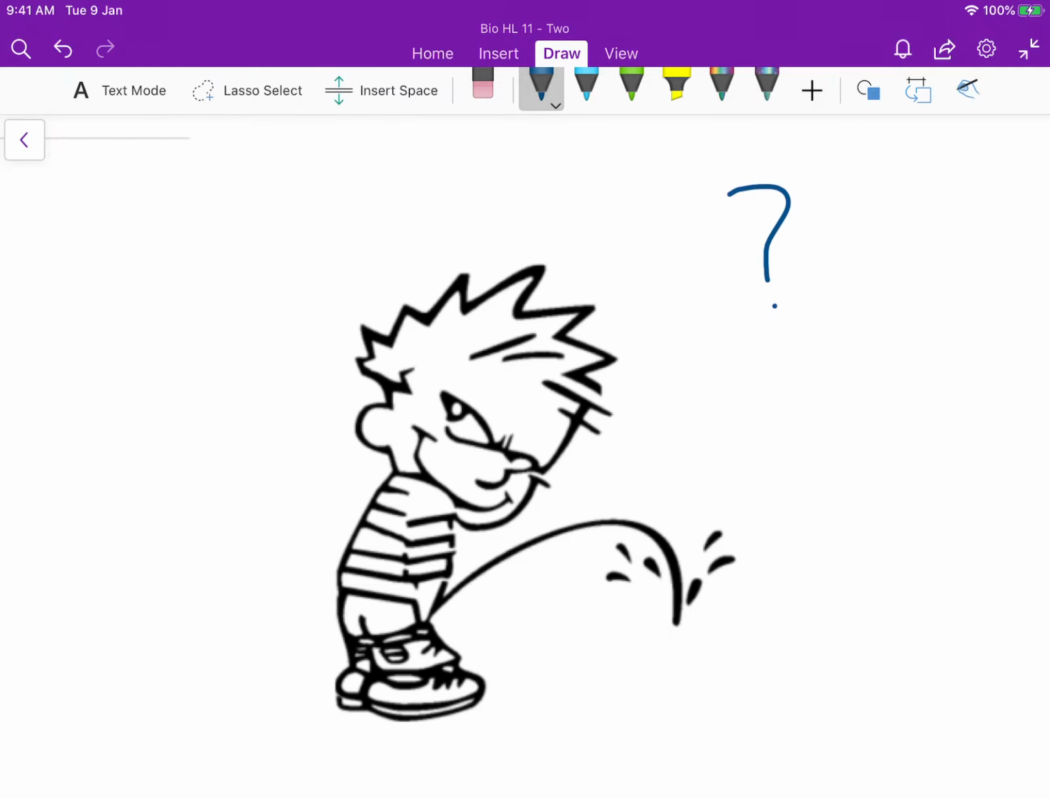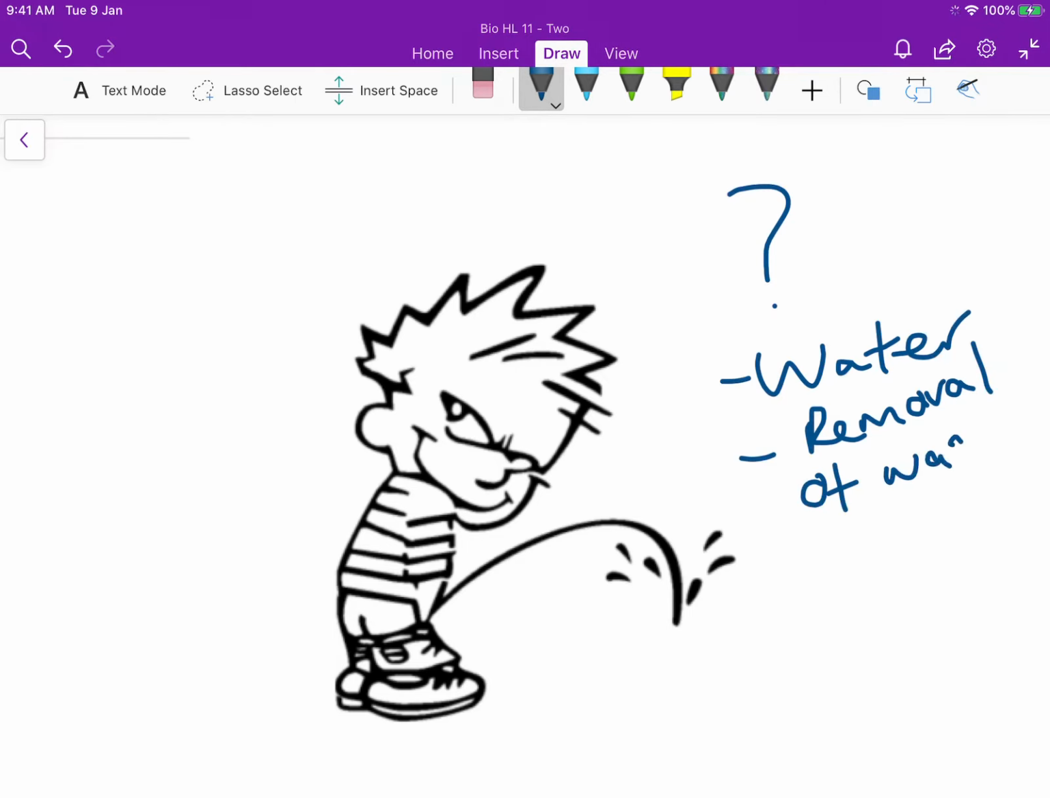The first thing is that it's about water. So it's about the regulation of water levels. And the other thing that it's about is removal of waste products.